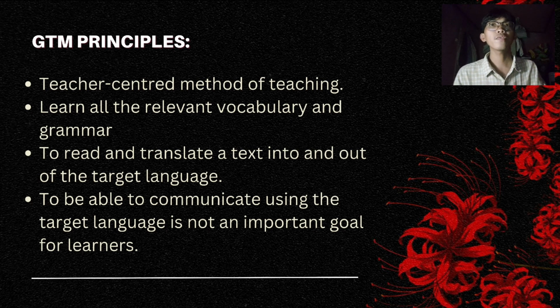Now, the main focus of teaching is to develop the learner's ability to read, write, and translate, right? Teachers would not direct learners' attention to the content of the text, which is treated as a translation exercise. Reading of very complex classical text begins early. To be able to communicate using the target language is not an important goal for learners. Also, the focus is on accuracy, not on fluency.